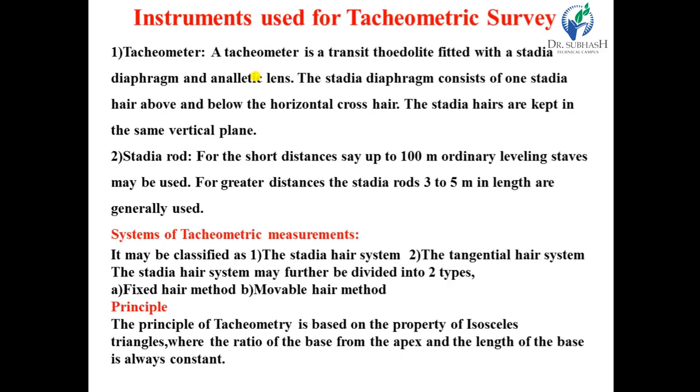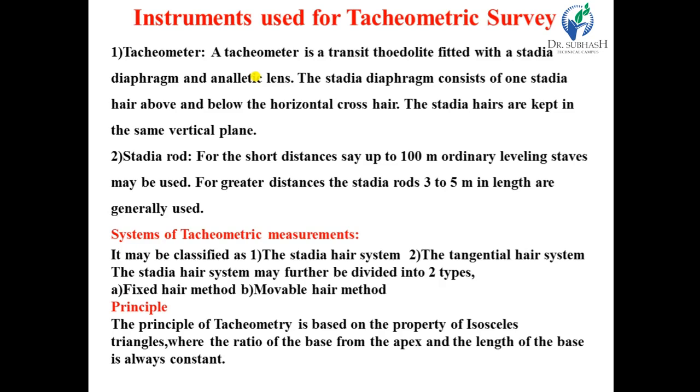Instruments used for tachyometric survey. A tachyometer is a transit theodolite fitted with a stadia diaphragm and an anallactic lens. The stadia diaphragm consists of one stadia hair above and below the horizontal crosshair. The stadia hairs are kept in the same vertical plane. Next is a stadia rod. For shorter distances up to 100 meters, ordinary leveling staves may be used. For greater distances, stadia rods 3 to 5 meters in length are generally used.